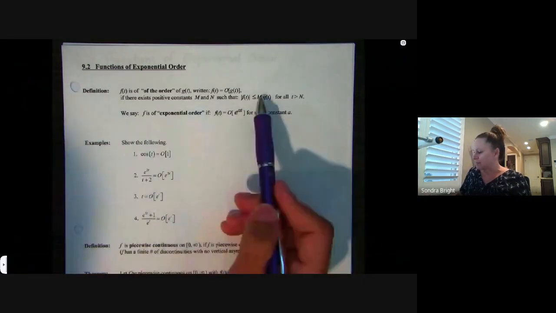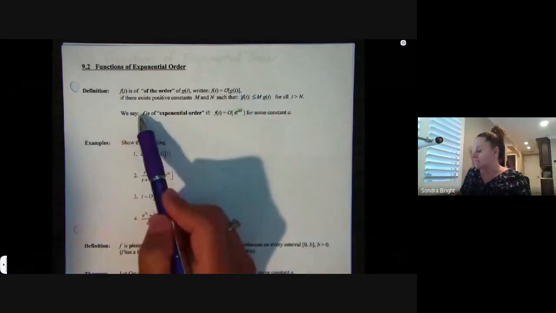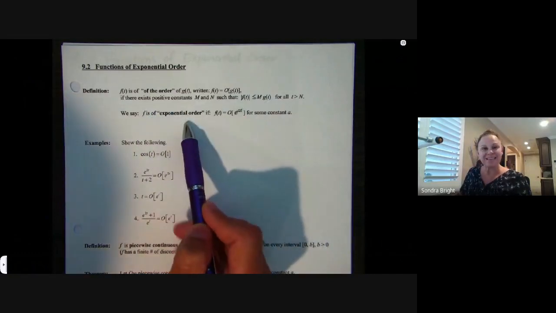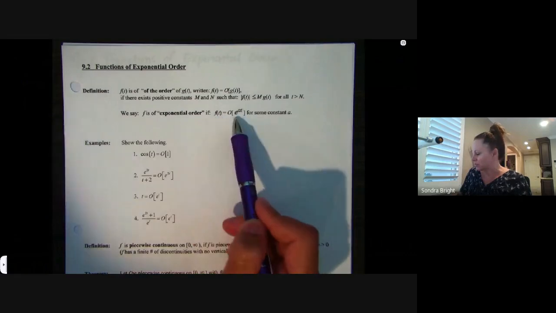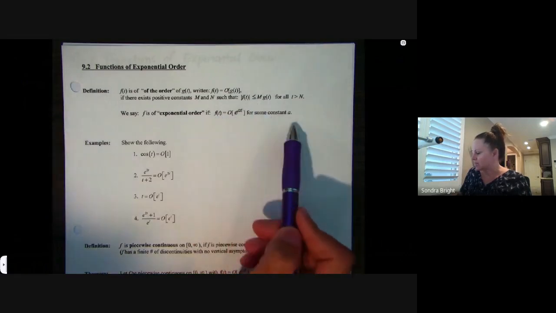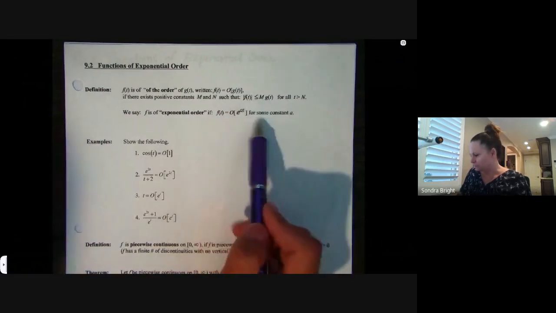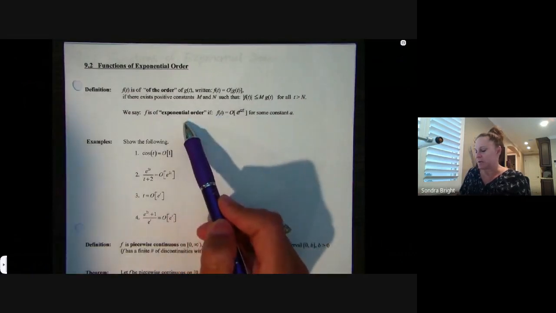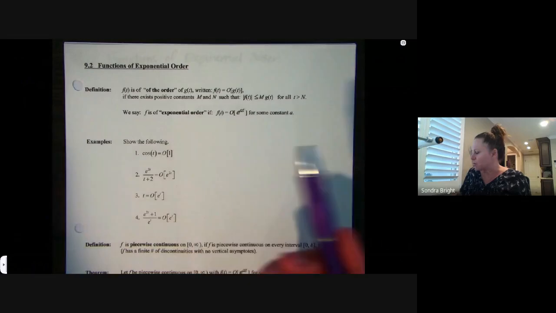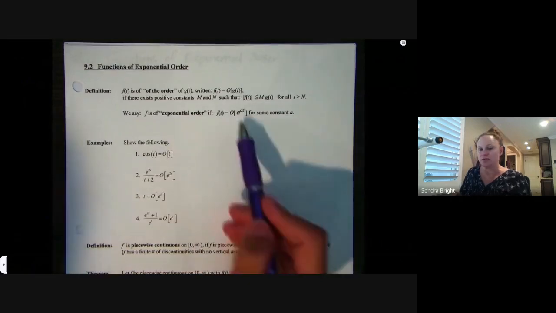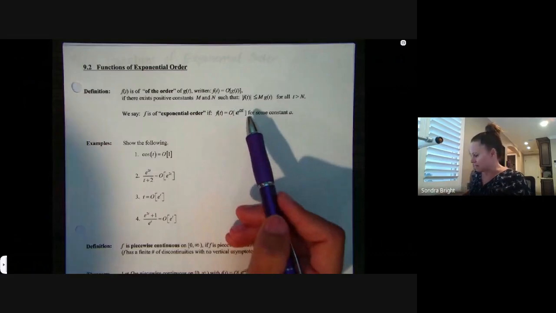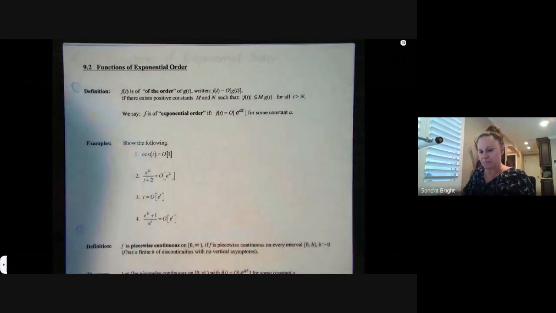And we say that f is of exponential order if f of t is of the order of e to the at for some constant a. And so that's what we're interested in, functions of exponential order. Basically what it's talking about is that the rate of growth of this function is no faster than that of an exponential function. And if that's the case, then we'll see some results that end up happening.